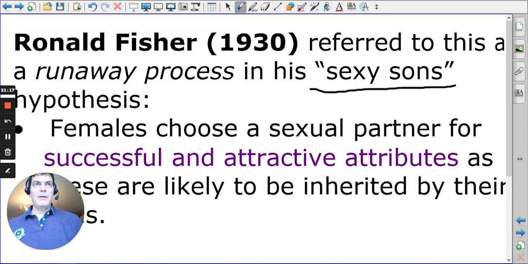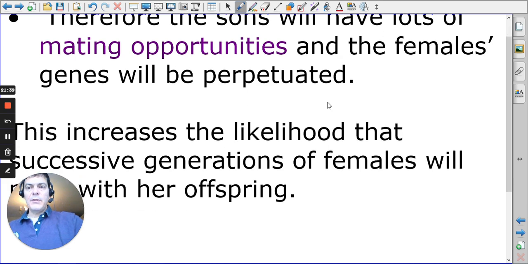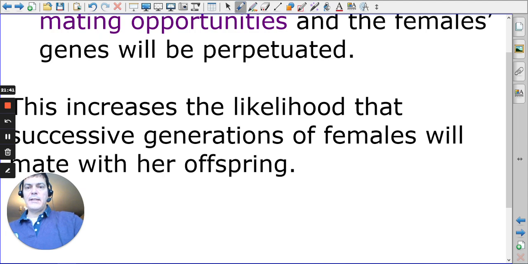Perhaps a good example of this is to look at the Beckhams, two beautiful people, and how they pass that on to successive generations. So ultimately it's this idea that females are choosing a partner that gives their children an opportunity to pass their genes on. And of course it says that this increases the likelihood that successive generations of females will mate with her offspring.